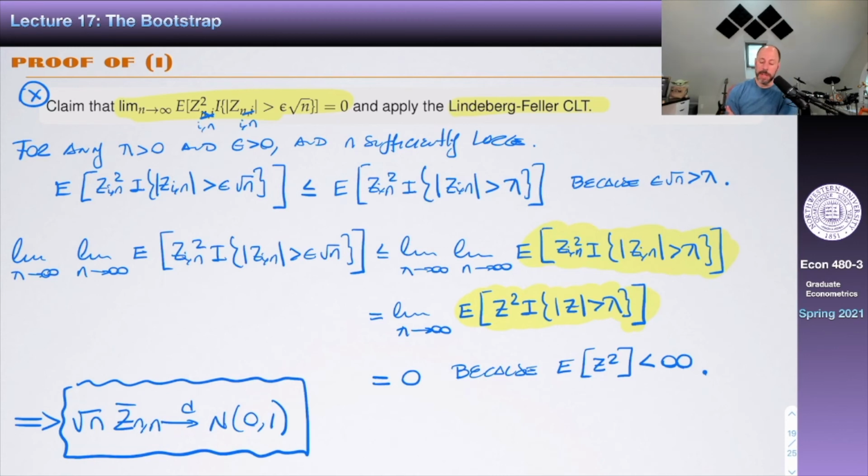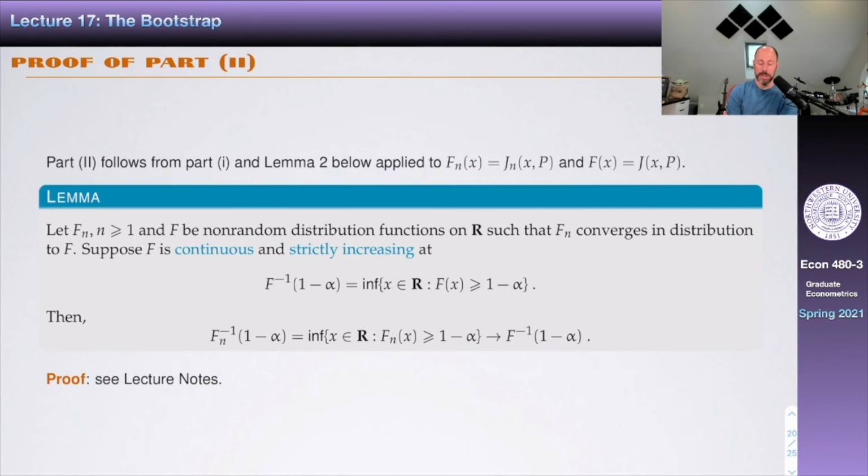The second part was a statement about the quantiles. And as I said, I'm not going to prove those. The statement about the quantiles follows immediately from a lemma. The lemma is this one. It says if you have F_n and F non-random distribution functions on R, and F_n converges in distribution to F, if F is continuous and strictly increasing at the quantile, then the quantile of F_n converges to the quantile of F. And as I said, the proof is in the lecture notes. I'm not going to do it, but the second part follows immediately from this lemma.